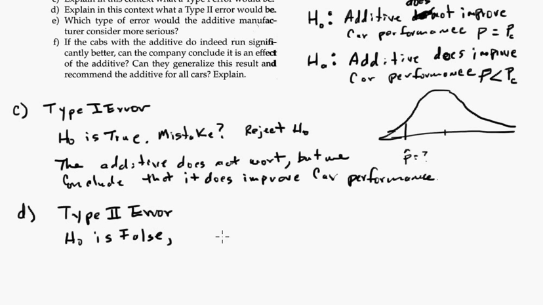Okay, so if it's false, we should reject it. Right? If it's false, then a good test would reject it. So we fail to reject it.